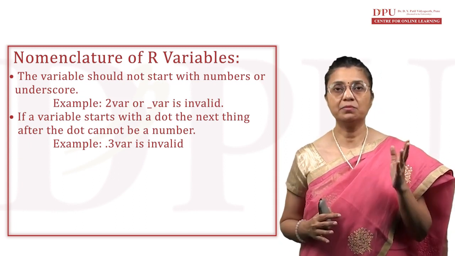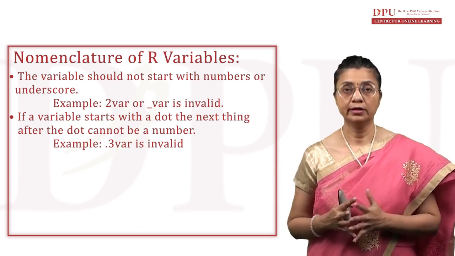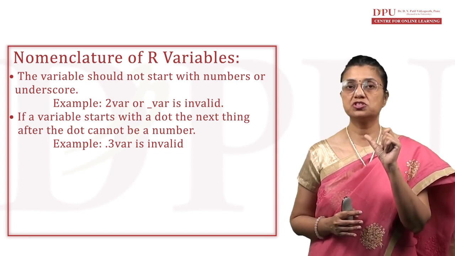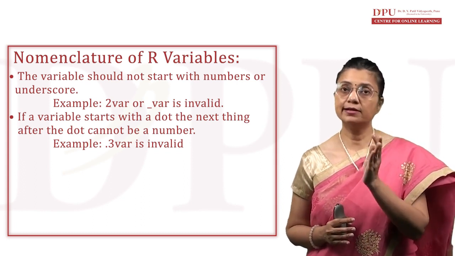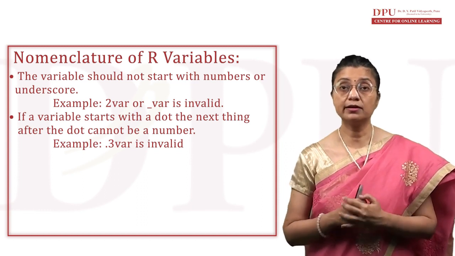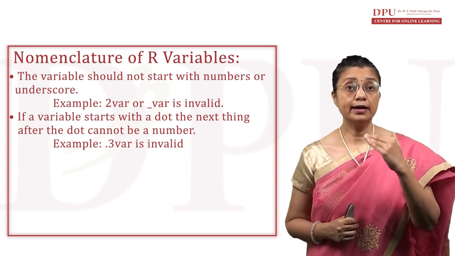So if I am writing, for example, 2var, it is invalid because the variable name is starting with 2, which is a numeric value. Likewise, _var is also invalid because a variable name cannot start with an underscore.